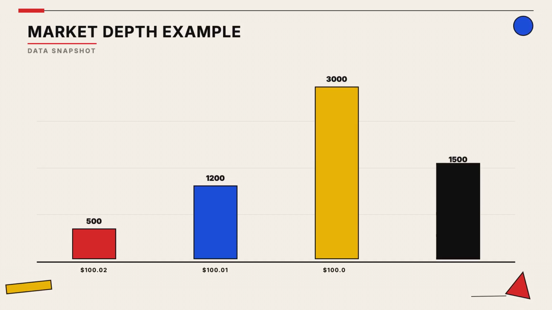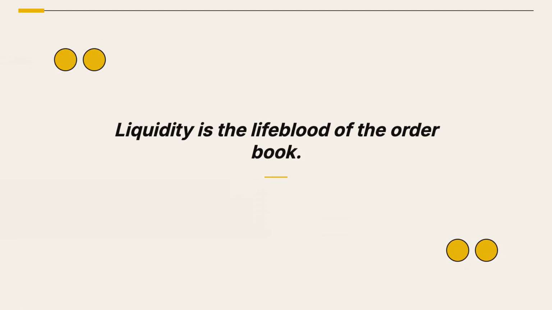This visual shows the volume at each price. A deeper book with more orders usually means a more liquid and stable market. Remember, high liquidity means you can buy or sell easily without causing a massive price swing.